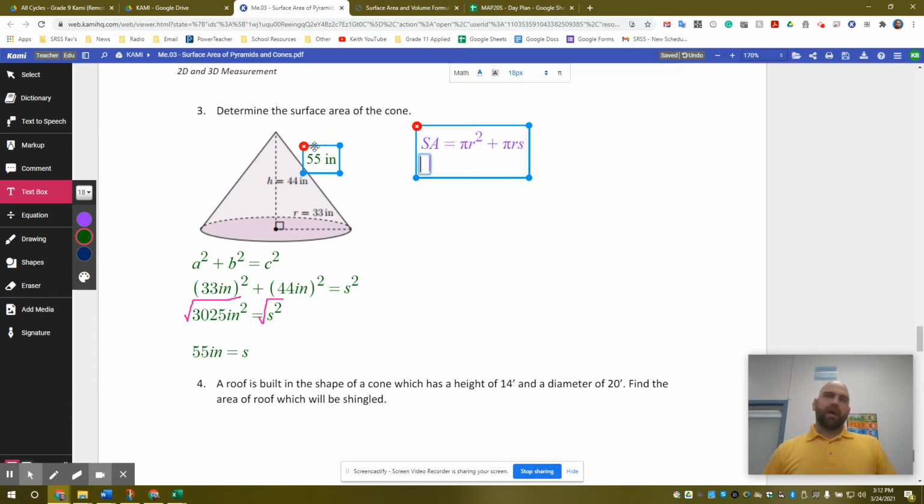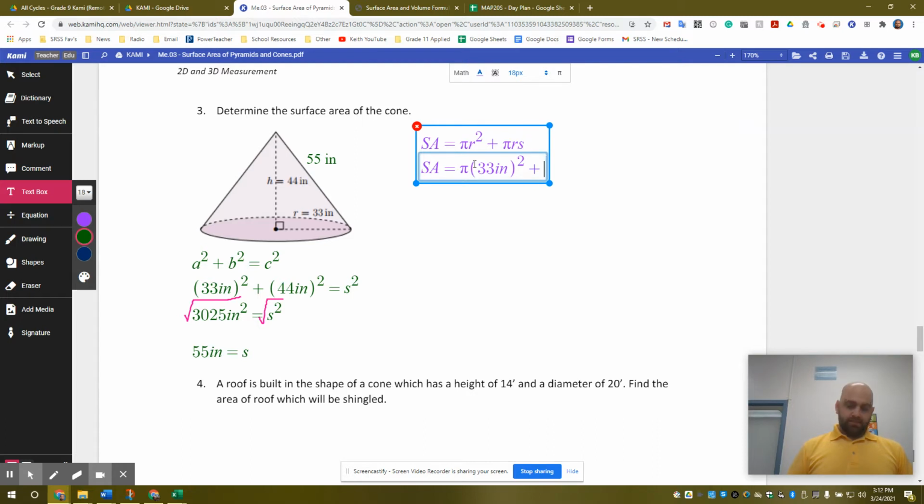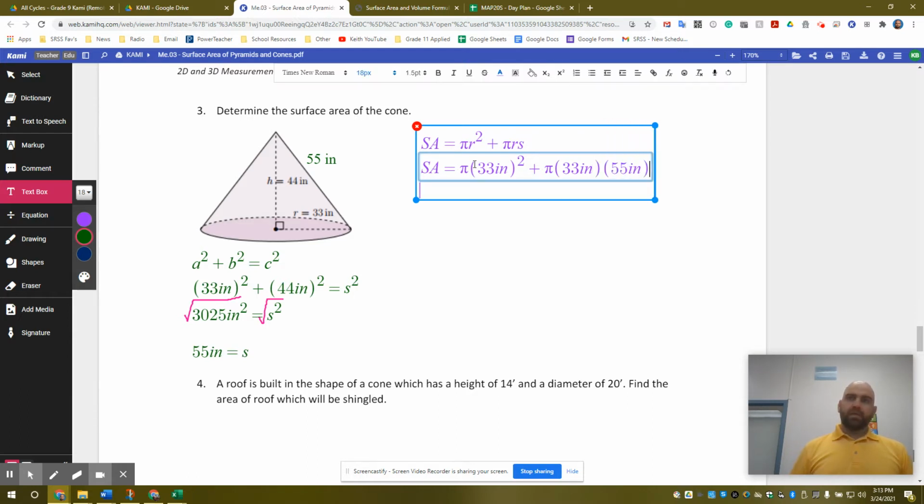All right, now we have our slant height. We also have our radius. We can find the surface area of our cone. Pi times radius, 33 inches squared, plus pi times radius, 33 inches, times the slant height, 55 inches. And we're going to get a really nice big number in this case here.